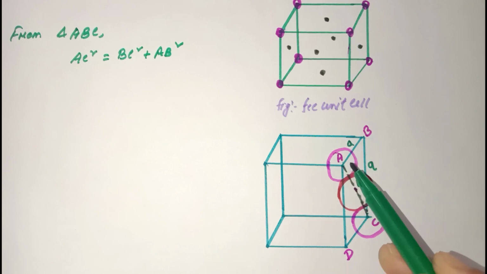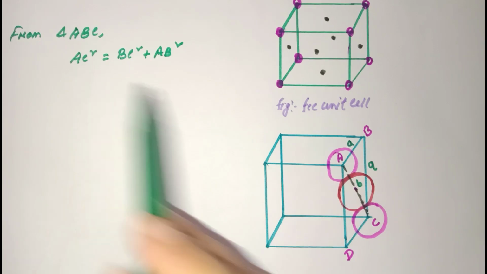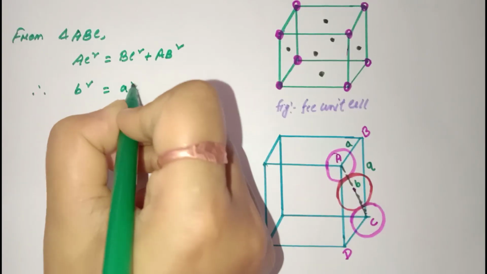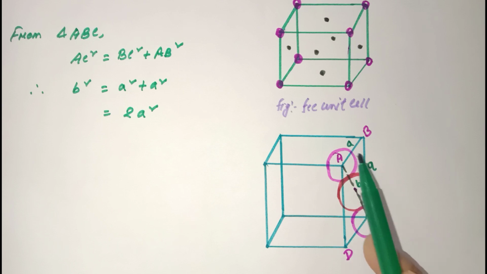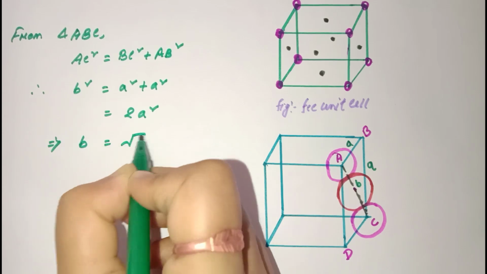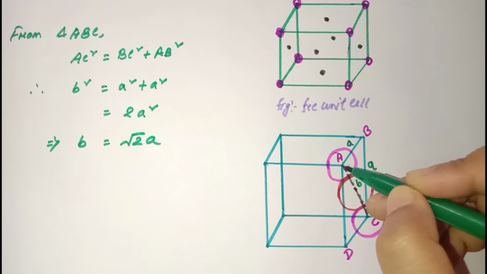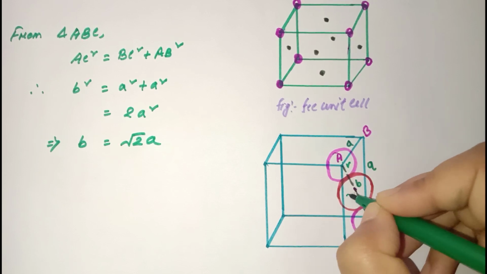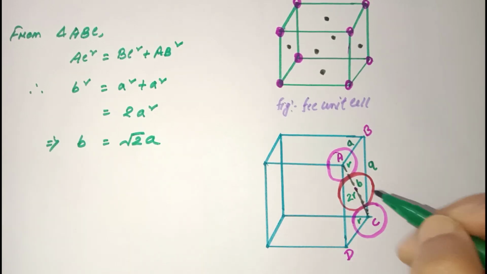From triangle ABC, AC square is equal to BC square plus AB square. AB is nothing but a, BC is also a, and AC is b. So putting all these values, b square is equal to a square plus a square, that is equal to 2a square. b is equal to root 2 a. If the radius of this atom is small r, this is 2r, and this radius is also small r, then b is equal to what?